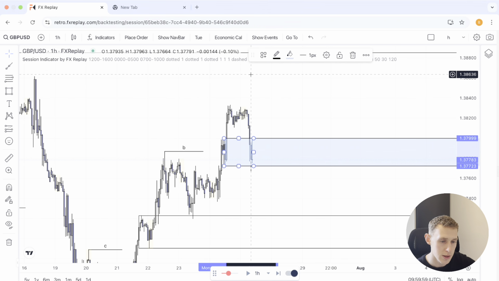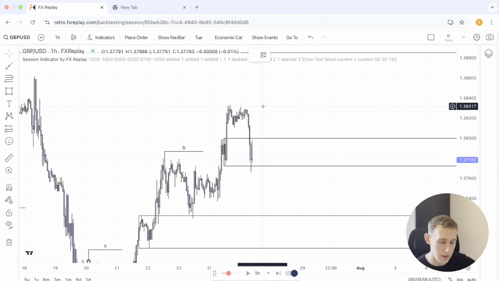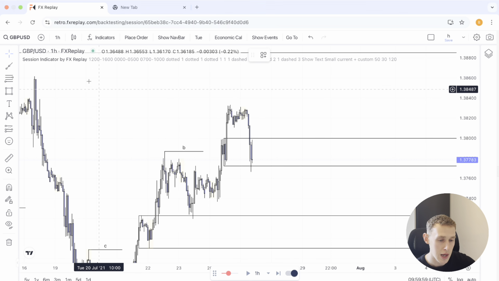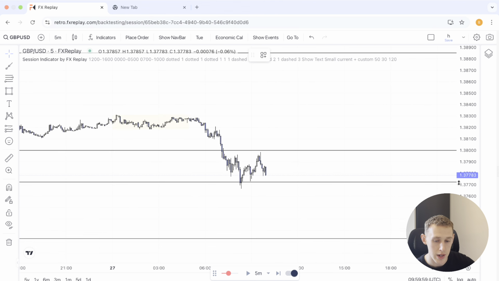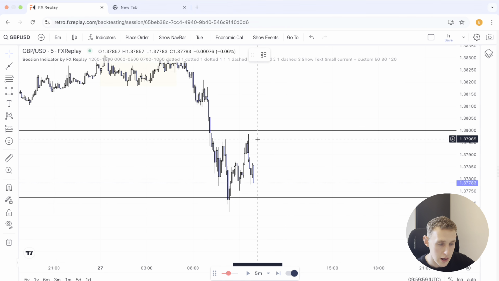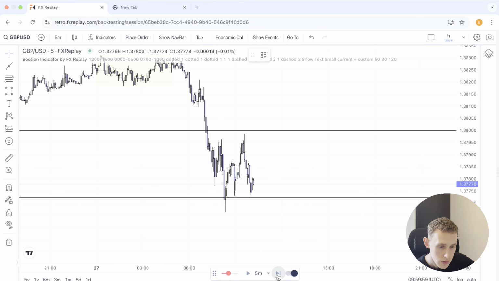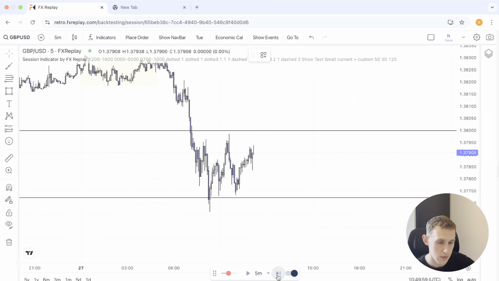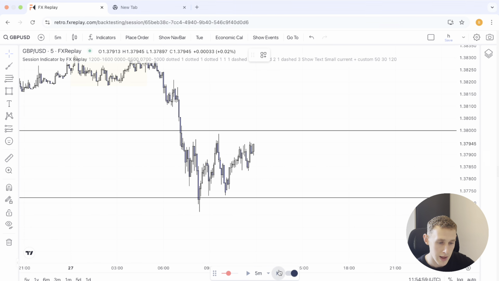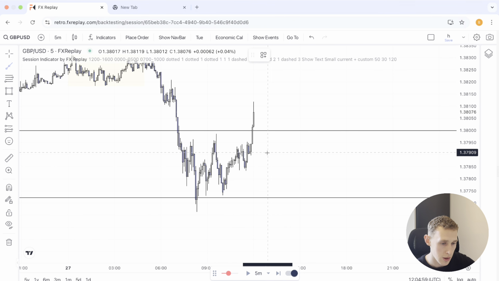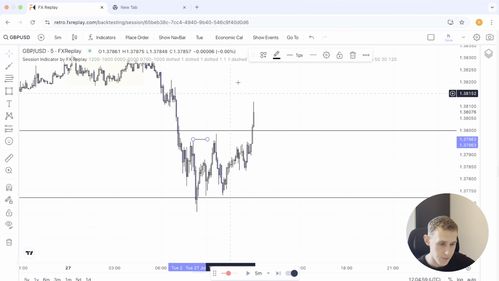There we go. We didn't respect it, but it has just got taken out. As you guys can see, the low of that demand was swept. As I mentioned before, this makes the trade higher probability if we can get a confirmation. So we need to see a closure above this lower high right there.